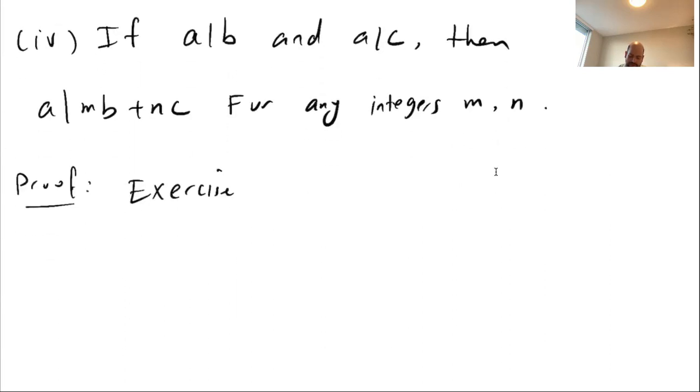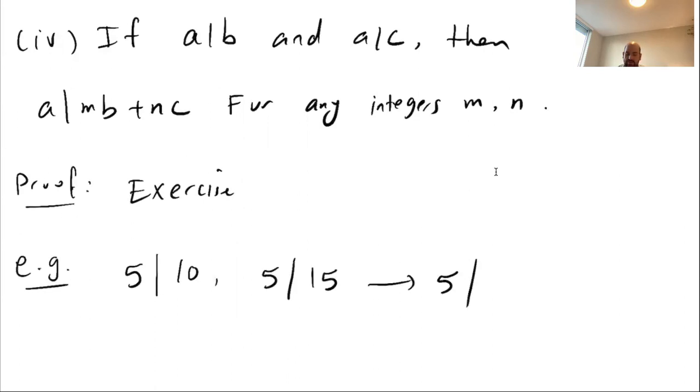I can give you an example. Let's say, for example, 5 divides 10, 5 divides 15. So if A divides two numbers, B and C, then it will divide any linear combination of B and C. MB plus NC is called a linear combination. We'll see linear combinations in linear algebra, but for now, the term is not very important. So if A divides two numbers, then A divides any multiple of the first number plus any multiple of the second number.